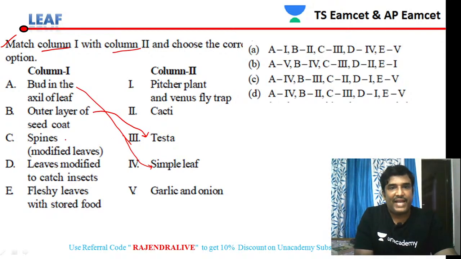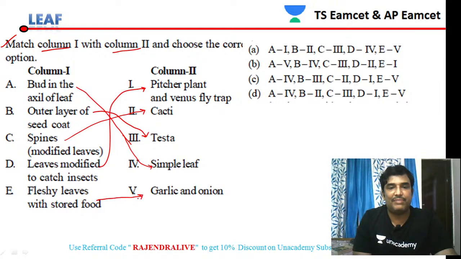Then spines. Spines are the modified leaves of the cactus plant. Leaves modified for catching insects: when the leaves are modified for catching insects, that is called a pitcher plant or Venus flytrap, so option 1. Then fleshy leaves for storage of food materials.